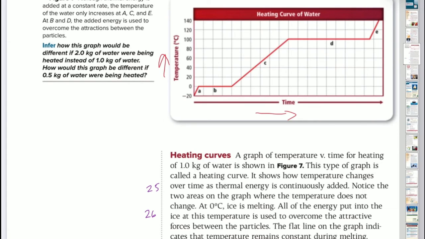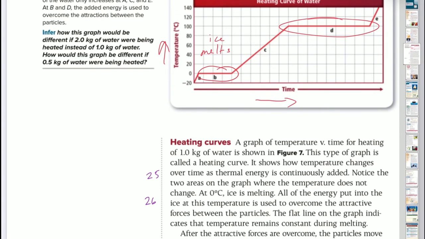Notice the two areas of the graph where the temperature does not change. So area B here and area D here. The temperature does not change. At 0 degrees Celsius, which is right here, you have melting occurring. The ice melts. All of the energy put into the ice at this temperature is used to overcome the attractive forces between the particles. The flat line on the graph indicates the temperature remains constant during melting. After the attractive forces are overcome, the particles move more freely and their temperature increases.